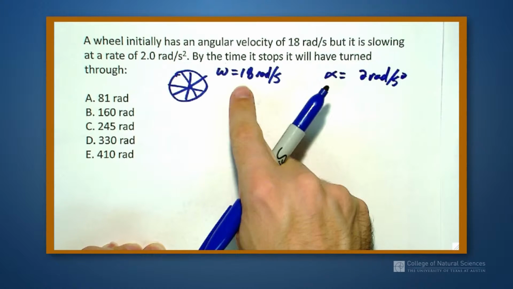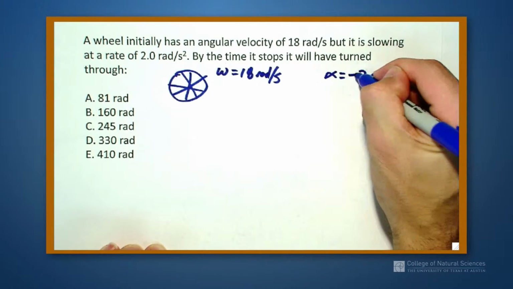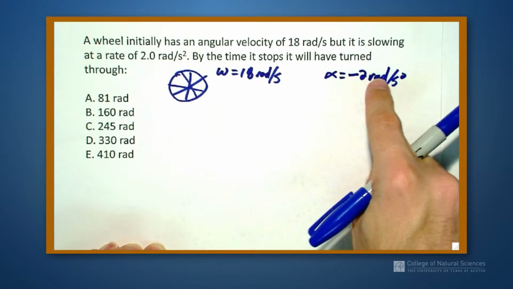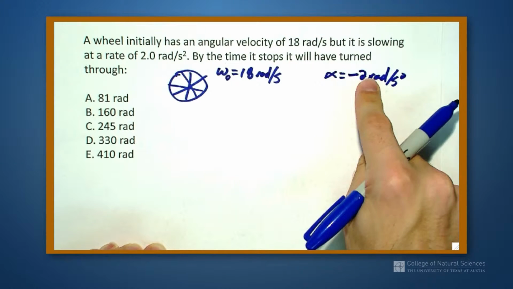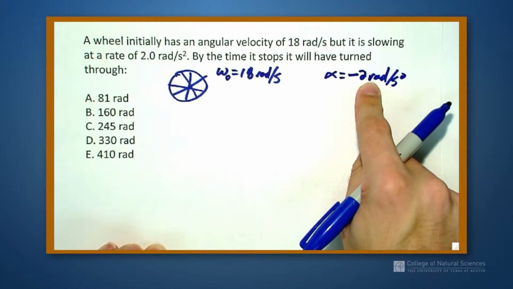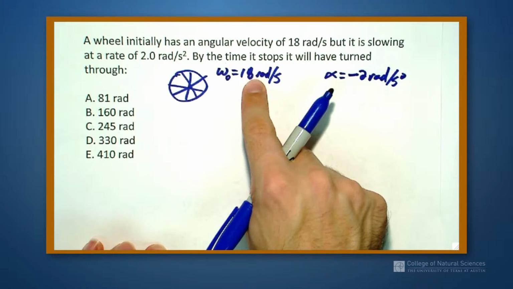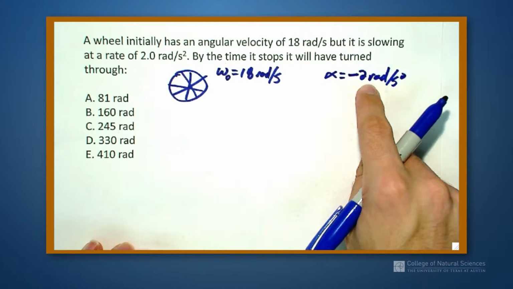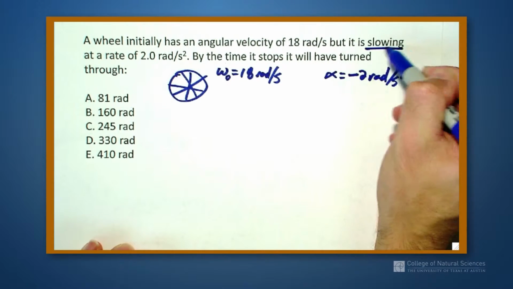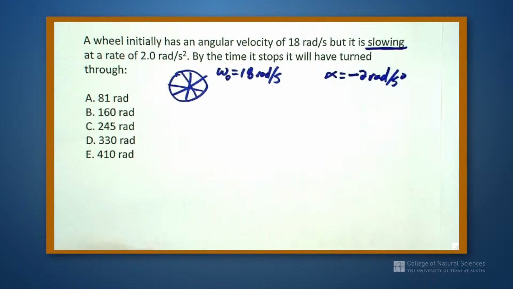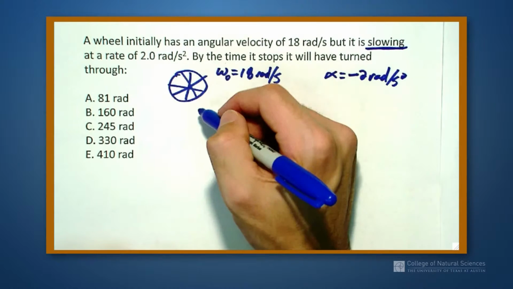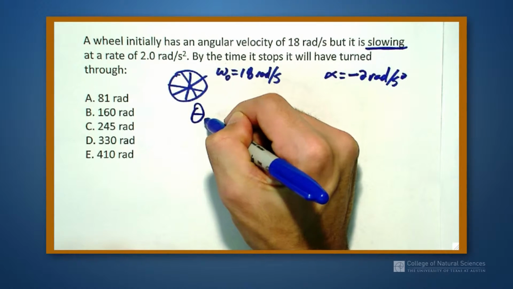And actually, I gave this a positive value, so if it's slowing down, I know my initial omega and my angular acceleration have to be in opposite directions. If omega is positive, alpha has to be negative to get the slowing down part. By the time it stops, we want to know how much we have turned through. So what is our theta final?